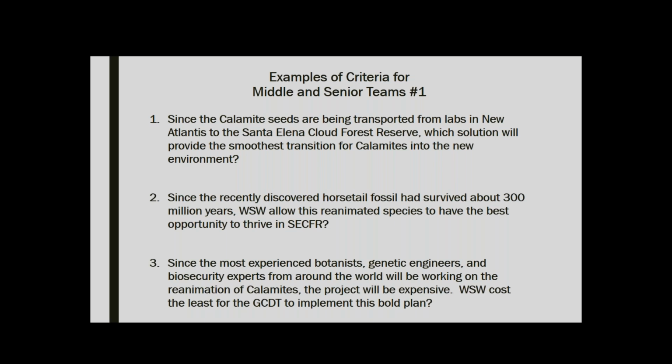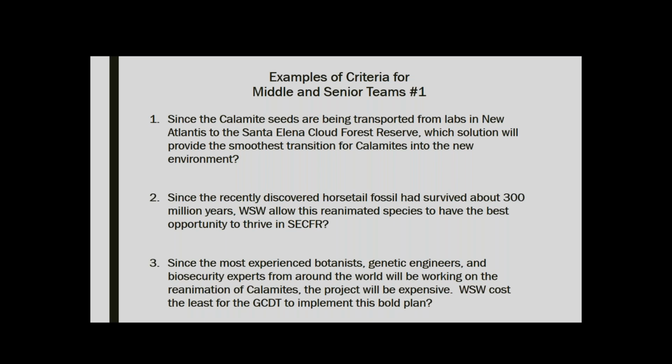The middle and senior teams are going to be using that condition clause, as you will see. Since the calamite seeds are being transported from labs in New Atlantis to the Santa Elena Cloud Forest Preserve, which solution will provide the smoothest transition for calamites into the new environment? You found the KVP, but it followed the condition clause. Can't be used for any other. Since the recently discovered horsetail fossil had survived about 300 million years, which solution will allow this reanimated species to have the best opportunity to thrive in the reserve?